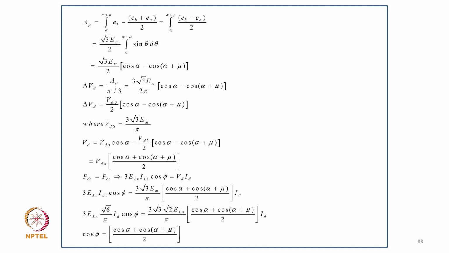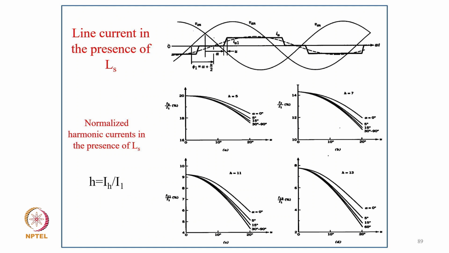that is 3 Vn into root 6 by pi Id cos alpha, phi equal to 3 root 3 into root 2 Vn upon pi in bracket cos alpha plus cos alpha plus mu by 2 into Id, and cos phi equal to cos alpha plus cos alpha plus mu by 2. So this is the line current in the presence of Ls, and the normalized harmonic current in the presence of Ls is defined as h equal to Ih upon I1.